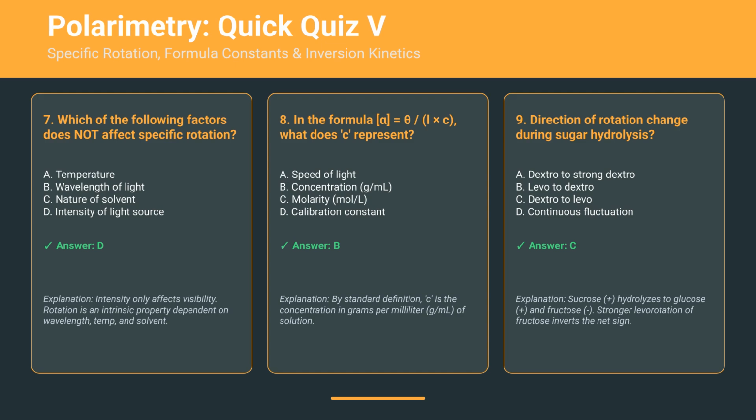Let's review specific rotation, formula constants, and inversion kinetics. The intensity of the light source does not affect the intrinsic property of specific rotation. In the specific rotation formula, C represents the concentration in grams per milliliter. During sugar hydrolysis, the rotation direction changes from dextro to levo.